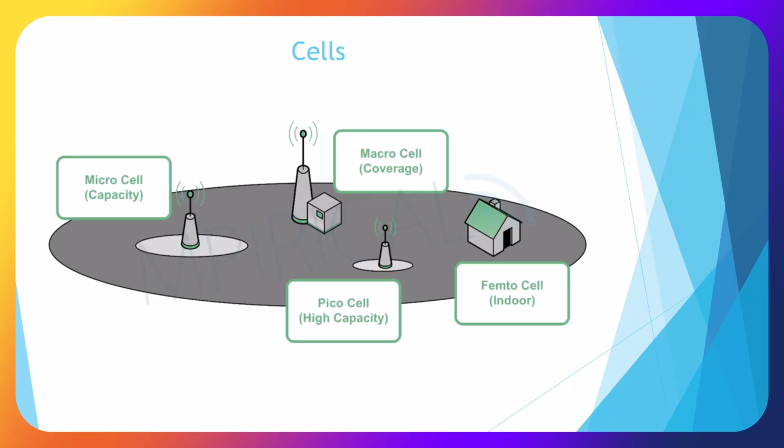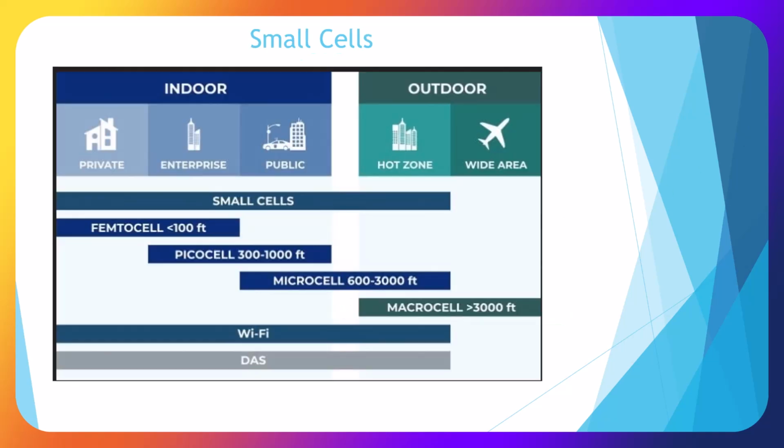Cell phones are named because of the cells. So we have a macro cell, which is large, and it goes from micro to pico and femto, and we'll cover those later. Okay, so we have our cells. We have a macro cell, which is our large outdoor, greater than 3,000 feet. Then we have our small cells, which start at a microcell, 600 to 3,000 feet. A picocell, 300 to 1,000 feet. Femtocell is less than 1,000 feet. And these are newer cells.